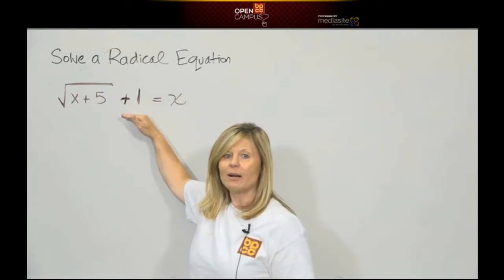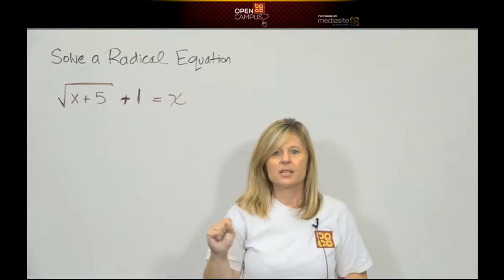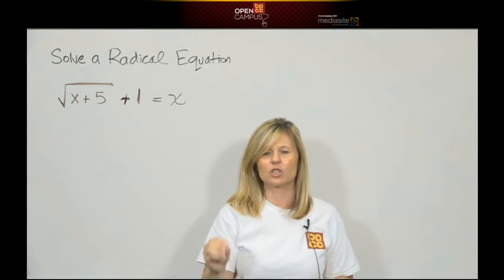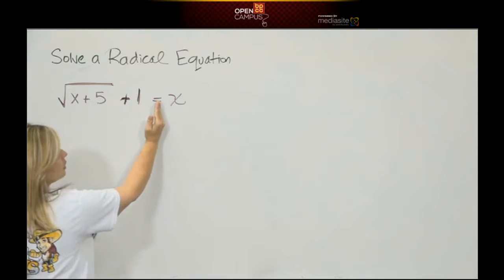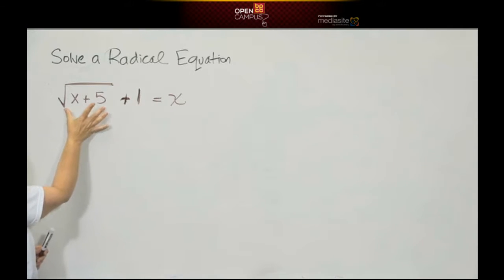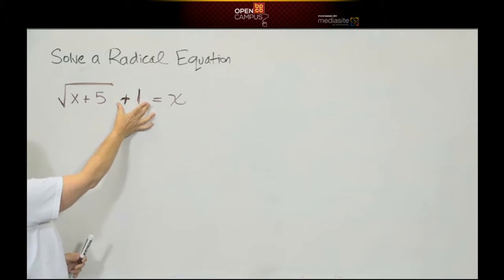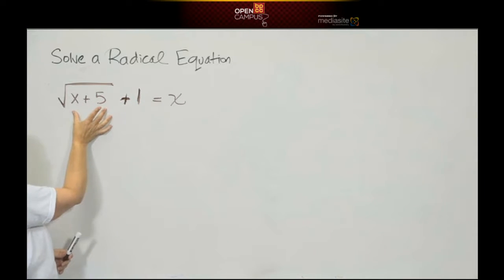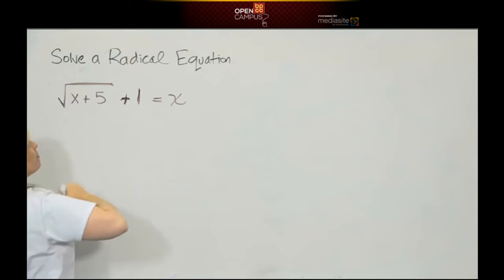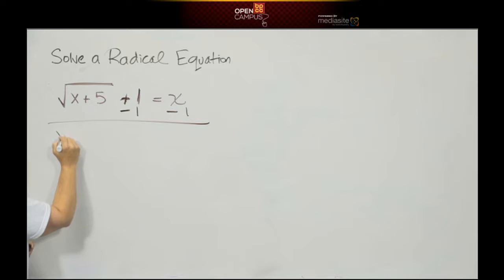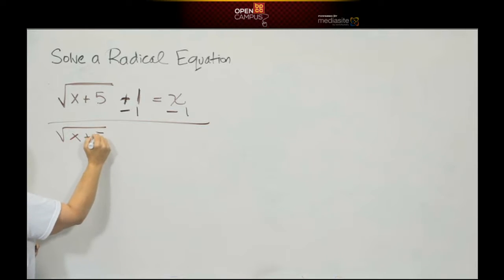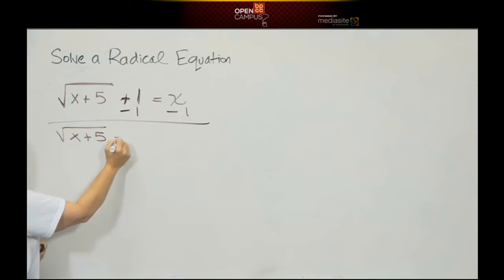Okay, to solve a radical equation, we have 3 steps. Step 1 is to isolate the square root, the radical sign. So if you look here, on the left side we have a square root of x plus 5, but we also have this other term, 1. This 1 is not part of the square root, so we have to move it by subtracting. When we move that 1, now the square root is isolated.